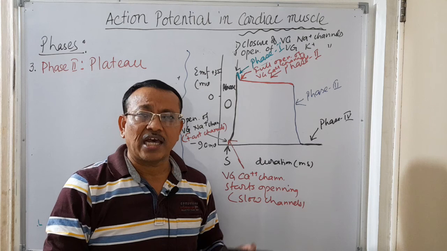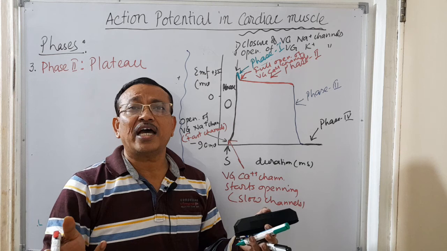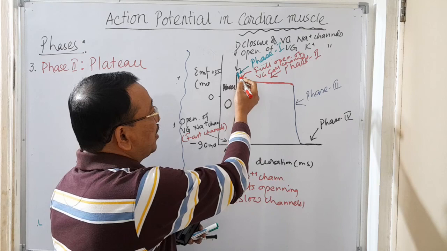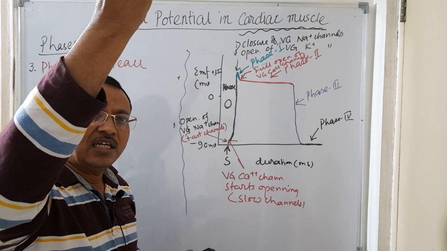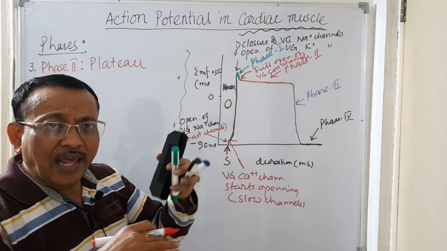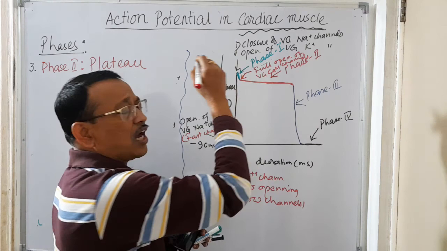Calcium ions will come from outside to inside, making the inside electropositive. Isn't it? Earlier I told that early rapid repolarization was taking place because of potassium exit, and this is why electropositivity is decreasing. But this decreased electropositivity is counteracted by the entry of another form of positive ions, that is the calcium ion.